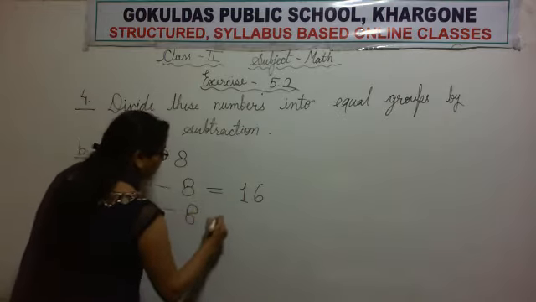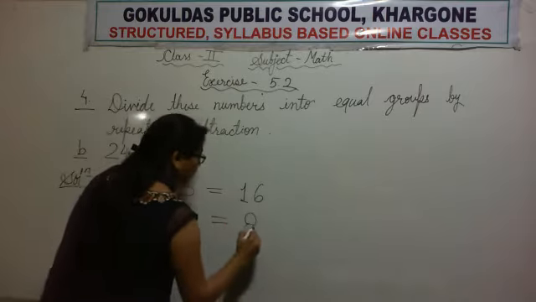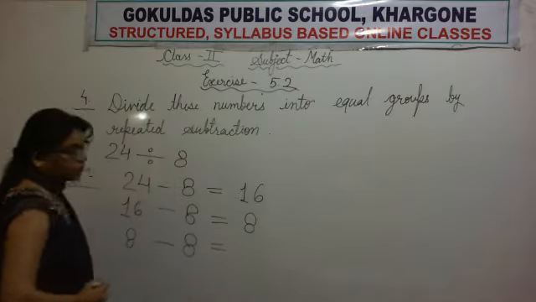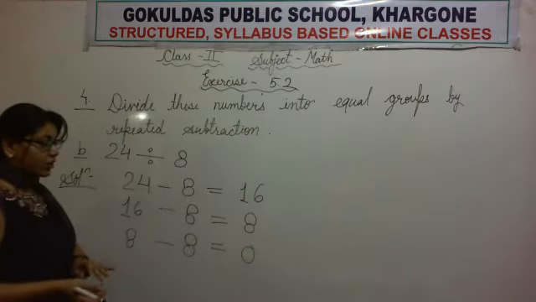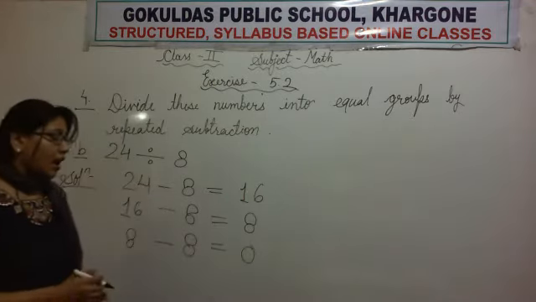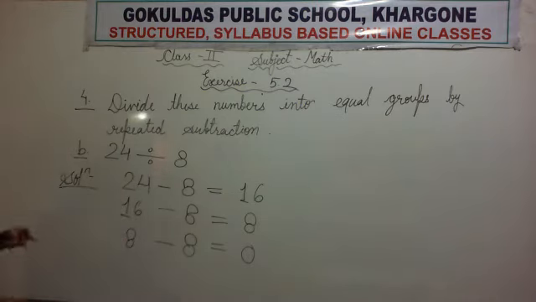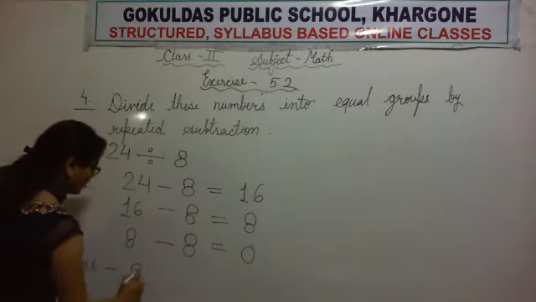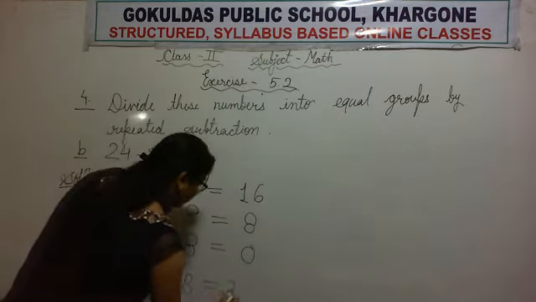So 16 minus 8 is 8. Very good. Now we'll subtract 8 from the answer, and the answer is 8. So 8 minus 8 is equals to 0. Now we reach 0. So we will not subtract further. How many times have we subtracted? 1, 2 and 3. We subtracted 3 times. It means our answer is 3. So let's write the answer. 24 divided by 8 is equals to 3.